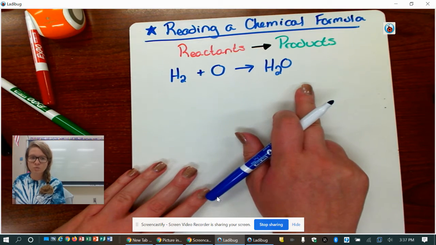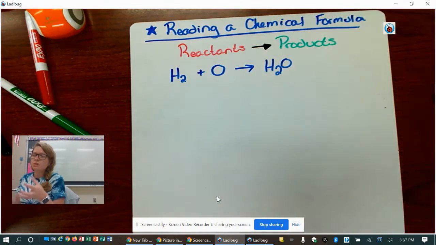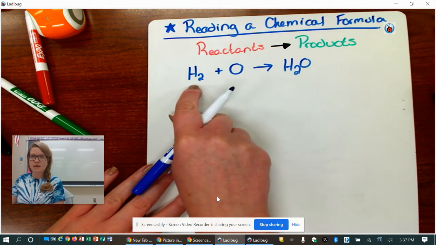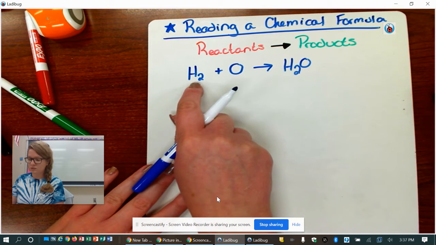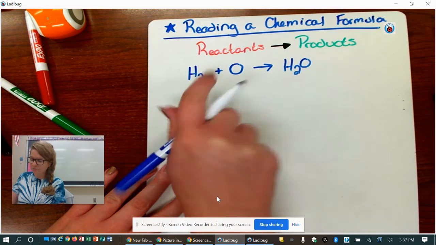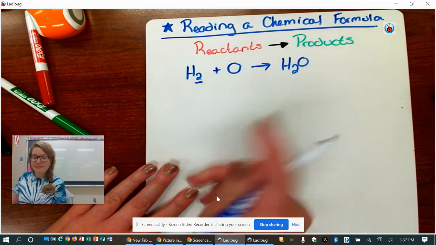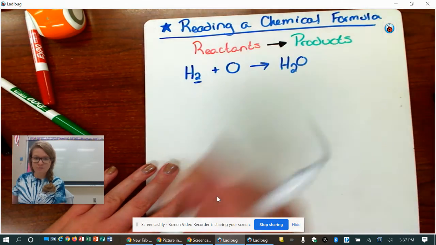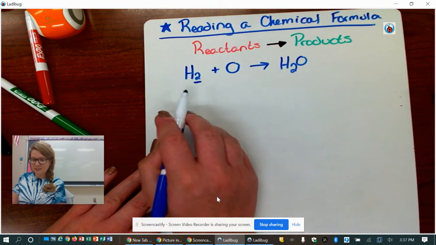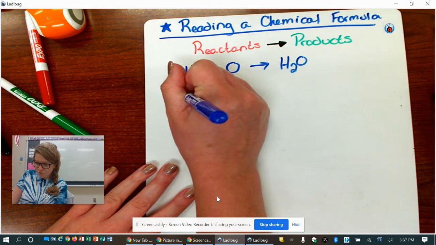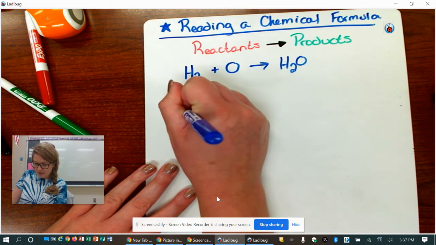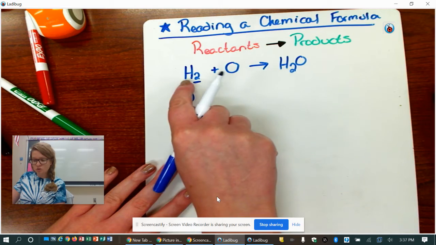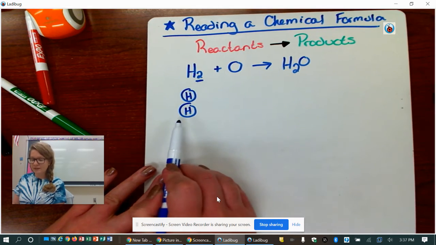But what does this actually mean? What do all of these numbers and letters and plus signs mean? Well, every time you see a letter or a group of letters with a subscript at the bottom, that's telling you how many of that element there are. So in this case, this is telling us that we have two hydrogen atoms that are ready to react. H2, that subscript says 2, is two hydrogens.